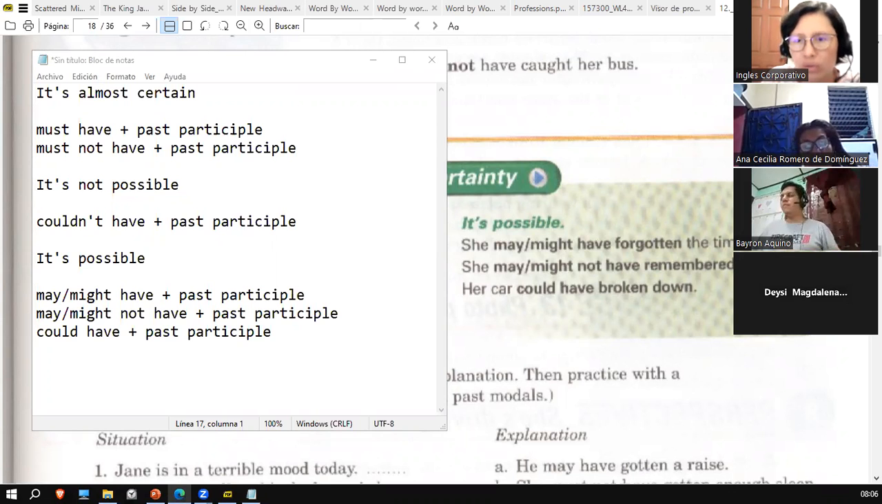Sorry, chicos, no había visto los mensajes que habían mandado hasta ahorita.